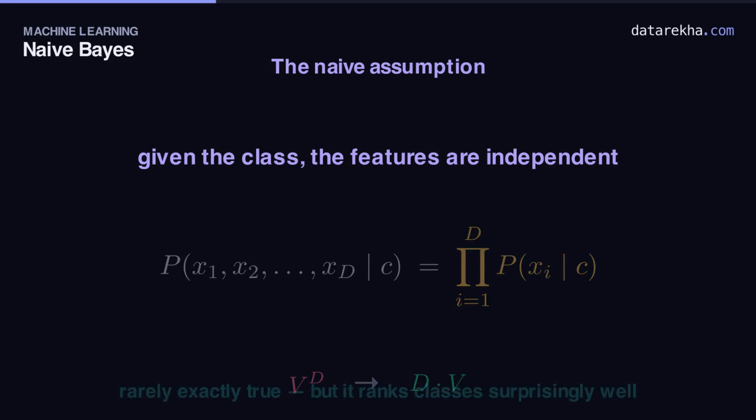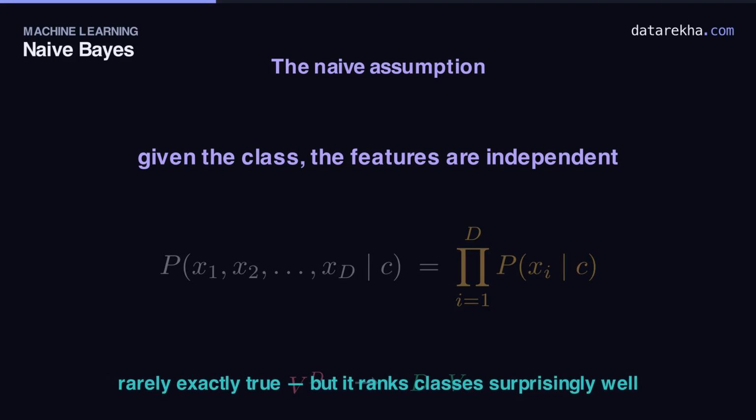Is the assumption actually true? Almost never. The words free and money clearly travel together. Yet, even when the independence is a fiction, it ranks the classes remarkably well. That robustness is why naive Bayes has lasted for decades.